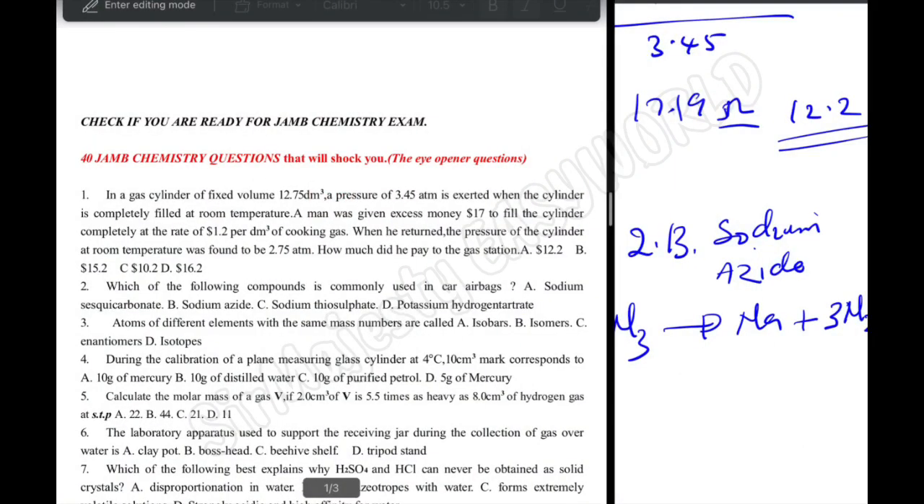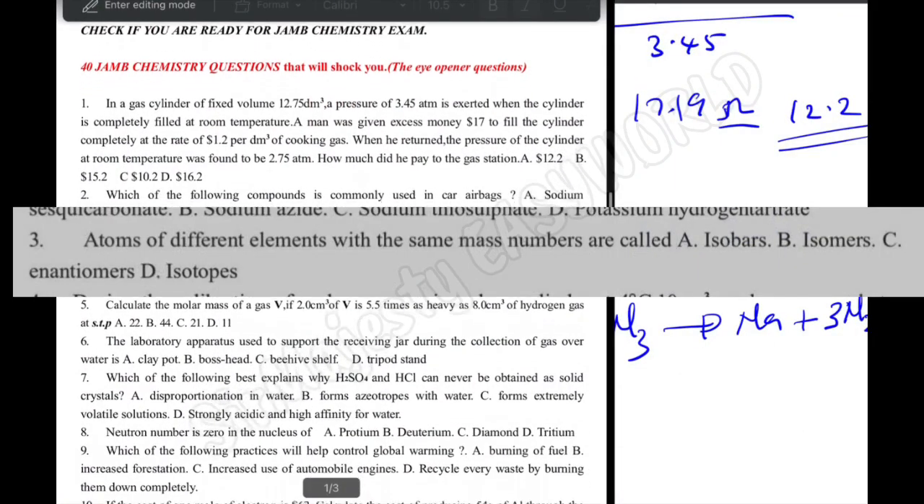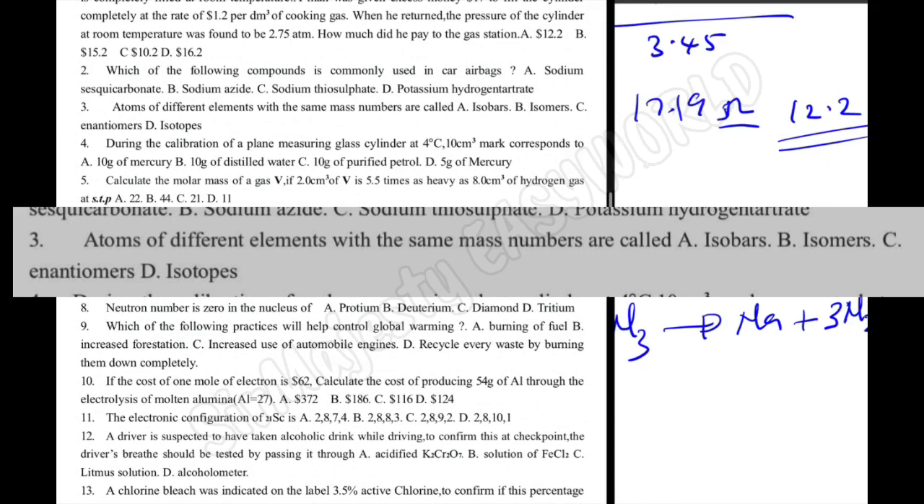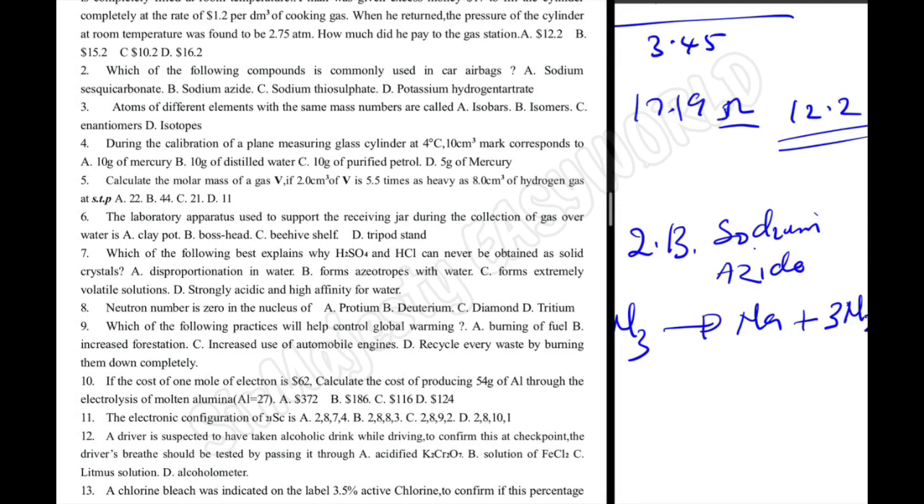Okay, the next one is number 3. Atoms of different elements with the same mass numbers are called isobars. That is option A. So number 3 is option A, isobars. Isobars actually mean atoms of different elements with the same mass numbers, but you'll be tricked by isotopes because it's only isotopes that you know.